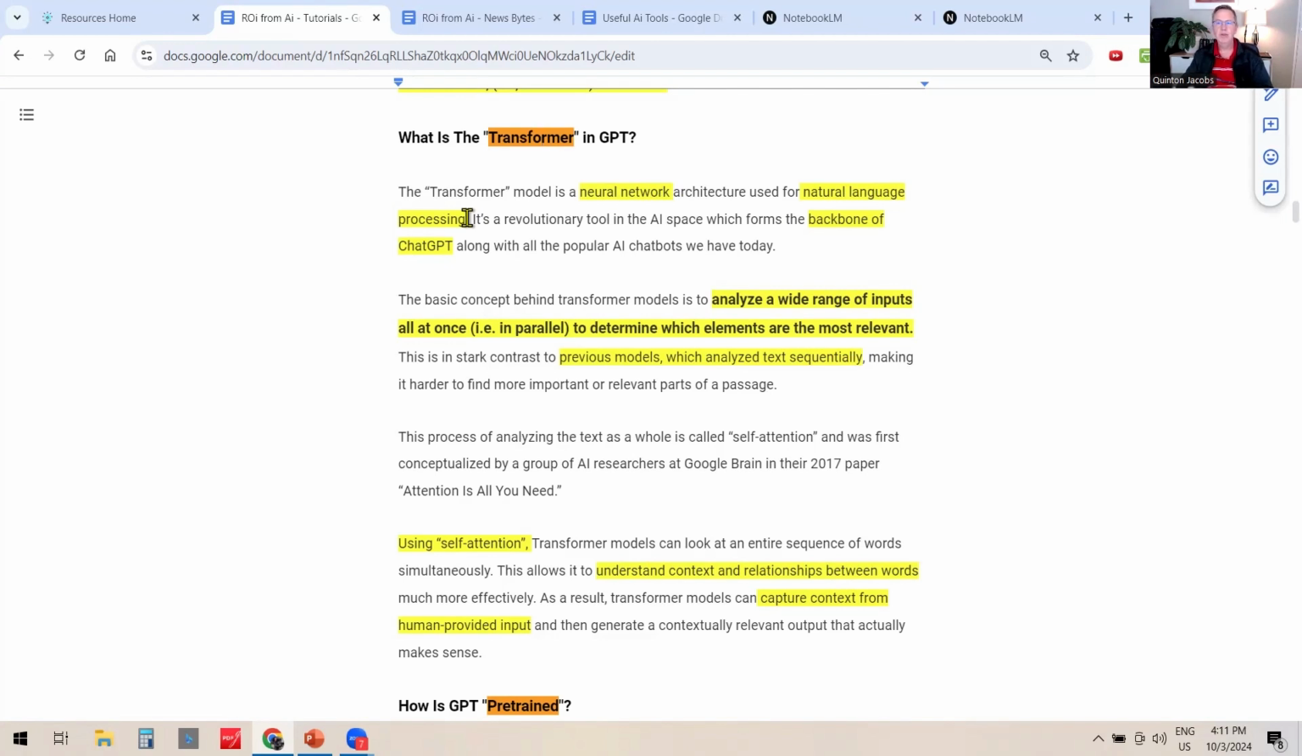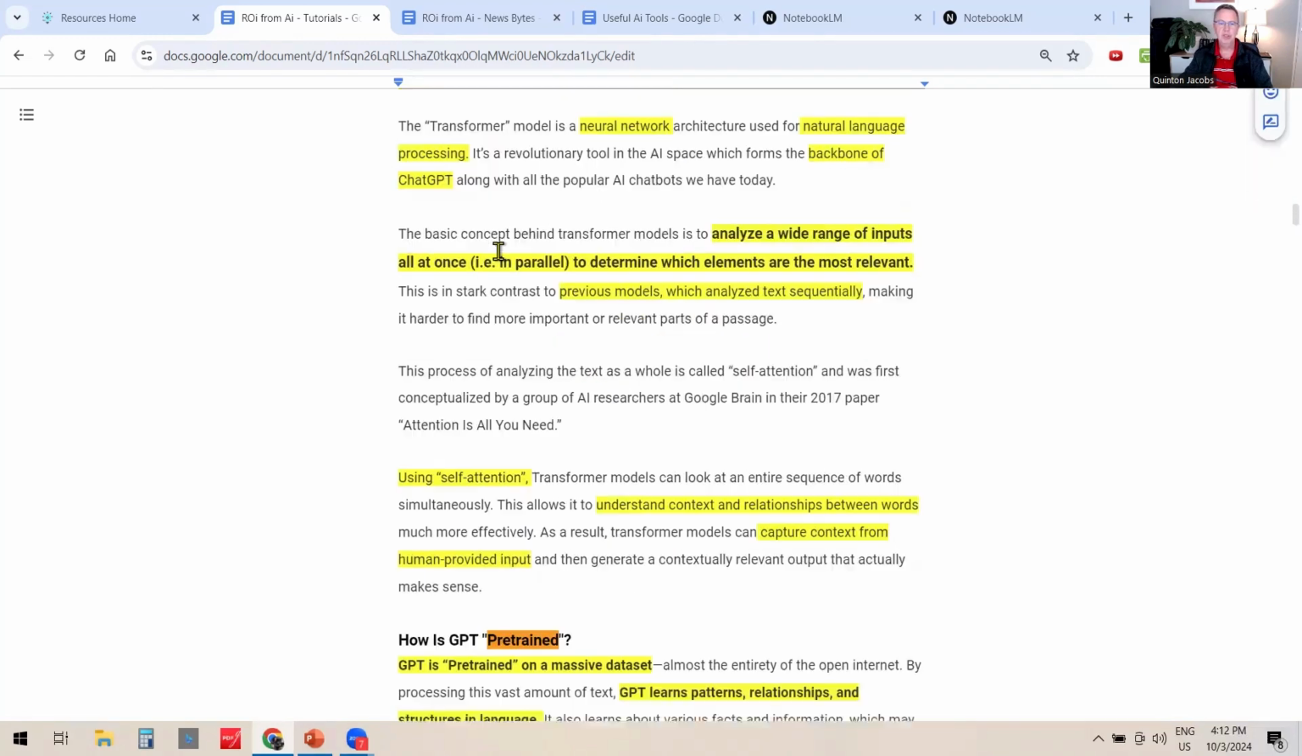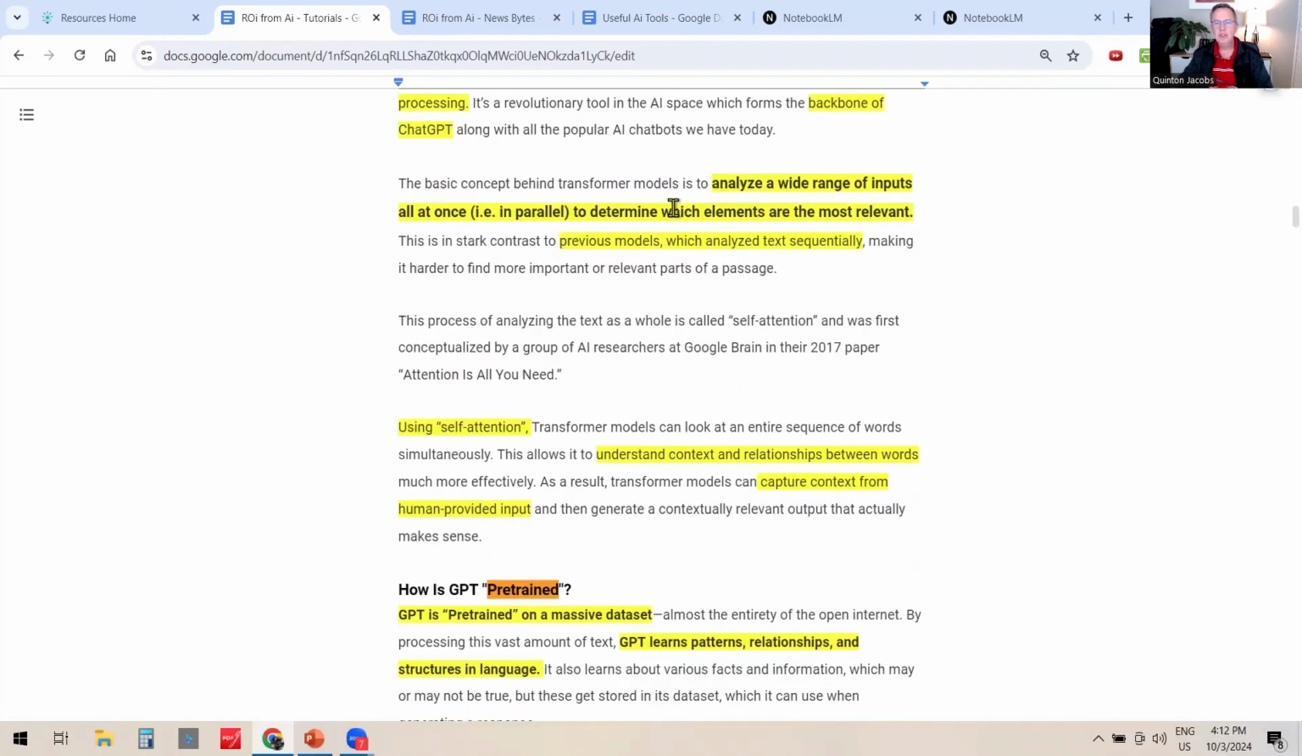Now, you might have heard of natural language processing before. It basically just means it understands us when we speak in English or Afrikaans or Zulu or whatever, that it actually understands a human language as opposed to code. It's a revolutionary tool in the AI space, which forms the backbone of ChatGPT. The basic concept behind the models is that they analyze a wide range of inputs all at once, in parallel, to determine which elements are the most relevant.